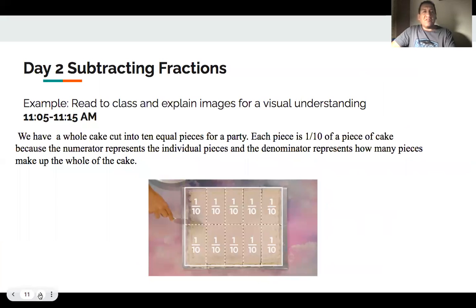In this slide, we move on to a more complex problem modeled with a larger cake cut into 10 equal pieces. We have a whole cake cut into 10 equal pieces for a party. Each piece is 1/10 of a piece of cake, because the numerator represents the individual pieces and the denominator represents how many make up the whole of the cake.